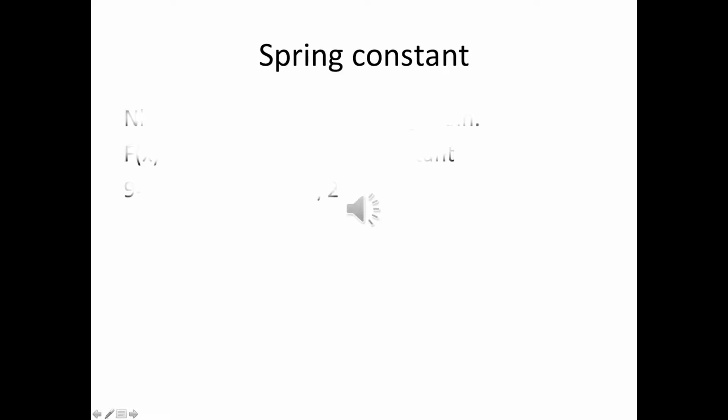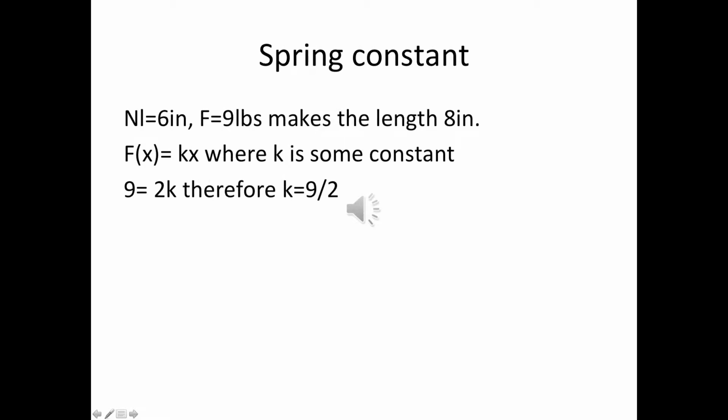Before setting up the integrations, we must find the spring constant of the spring. We do this using f of x equals kx, where k is some constant. We plug in 9 for f of x, and the difference of the new length and the natural length, which will be 2, for x. We then find that the spring constant equals 9/2.